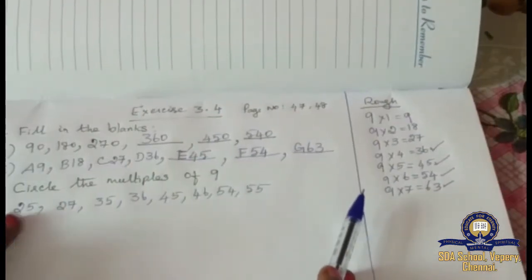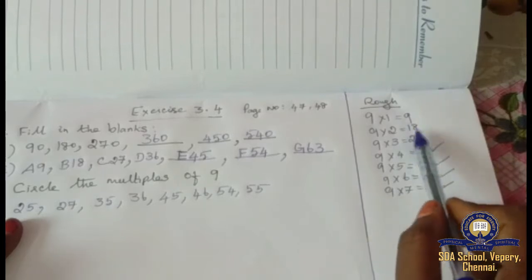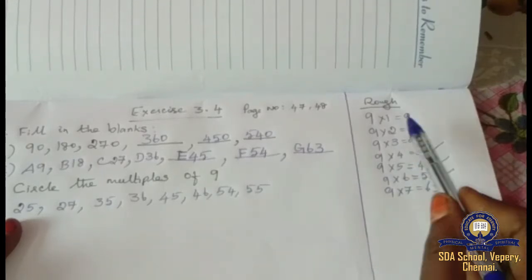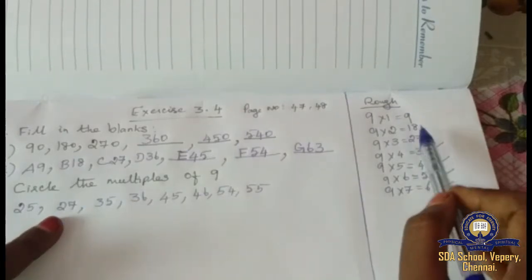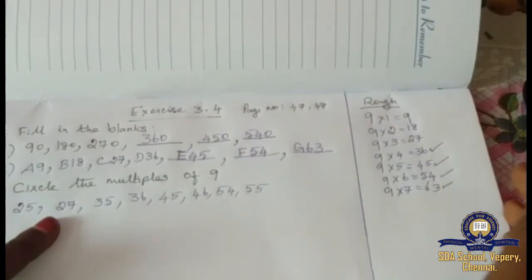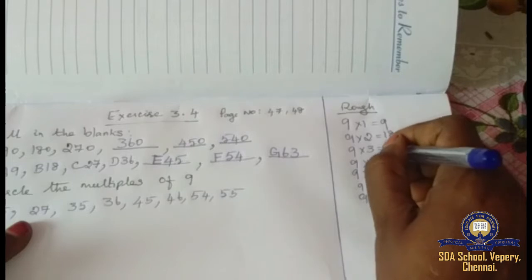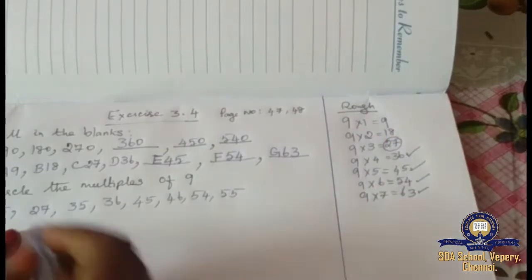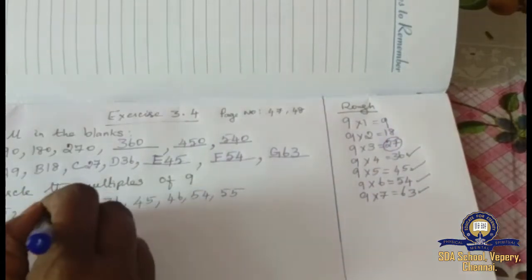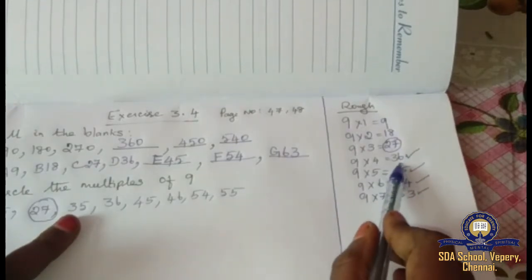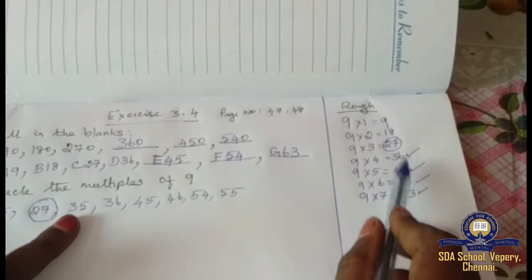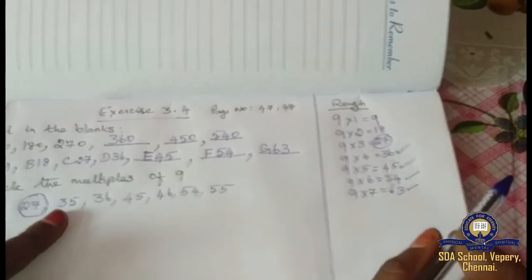The first number is 25. So here 25 is not present in the 9th table. Second number 27. Here 27 is present. So 9 into 3 is 27. So circle this number. 35 is not present here. 36 is present here. 9 into 4 equal to 36.